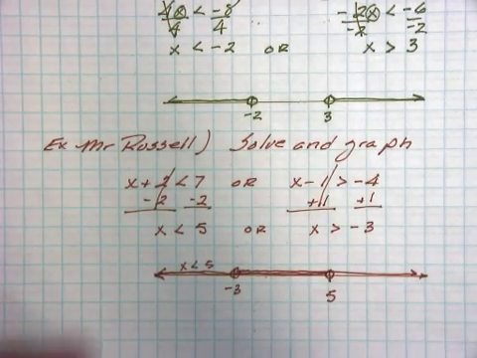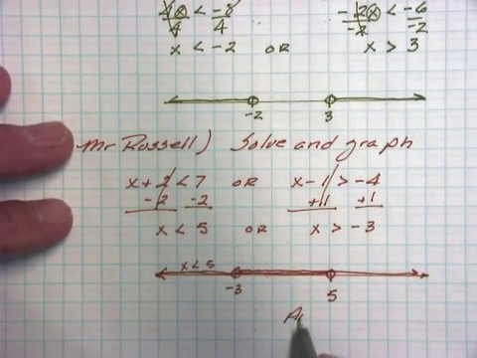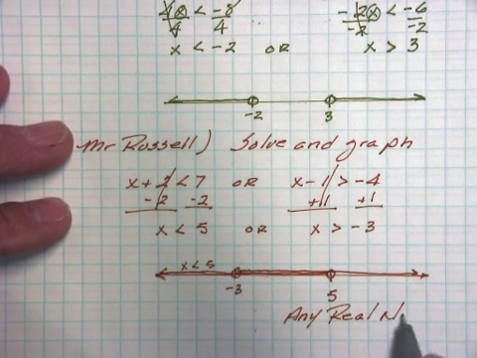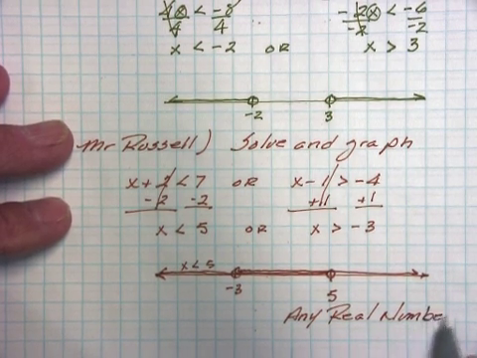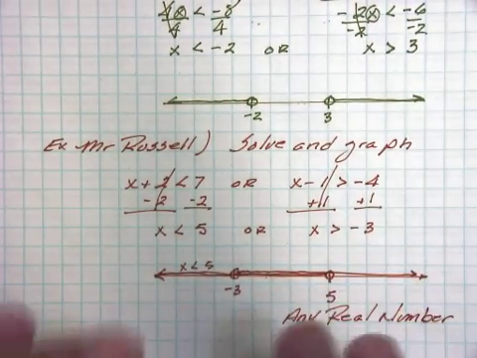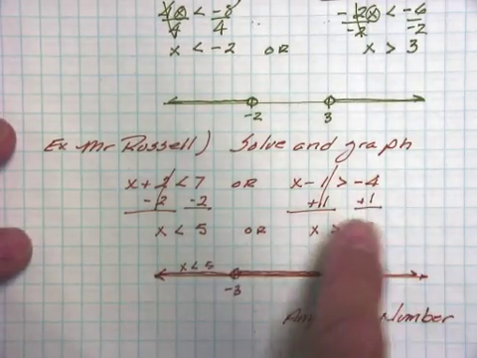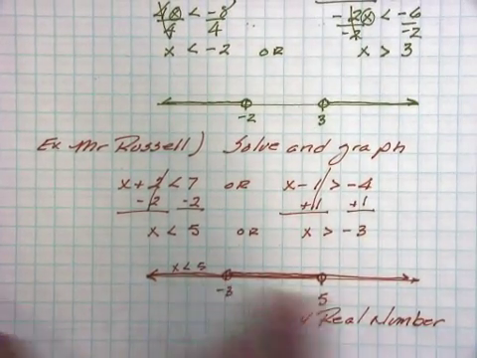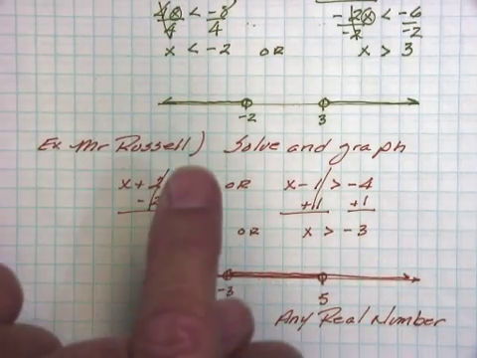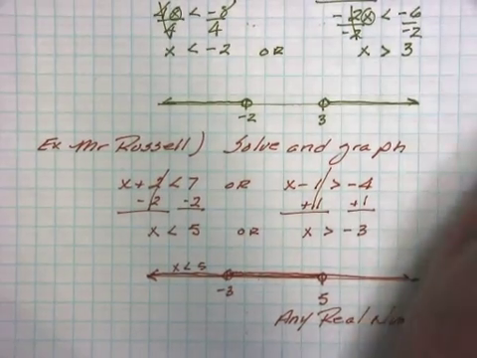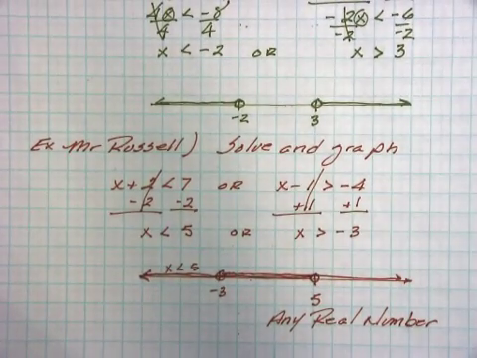Well, look at the line. Everything on my number line has been shaded. And because it's an or statement, we only have to meet one of the two conditions. Every number on the number line meets one of the conditions. So my solution here is actually any real number. Every number meets one of these two conditions. So my solution is any real number.